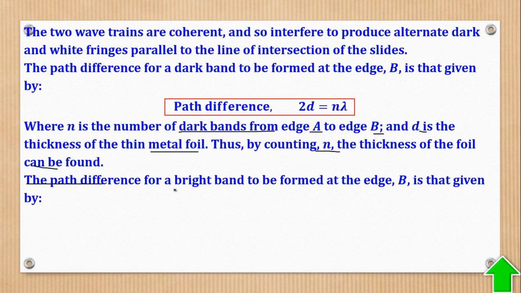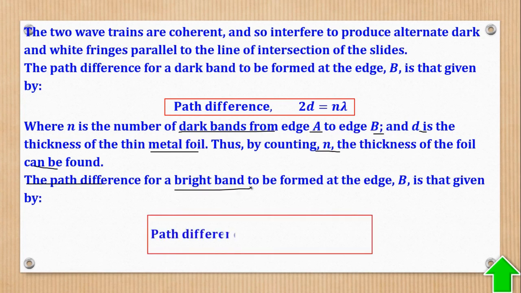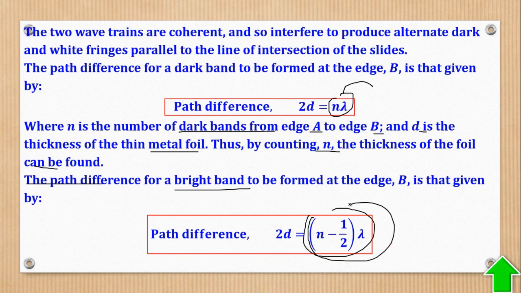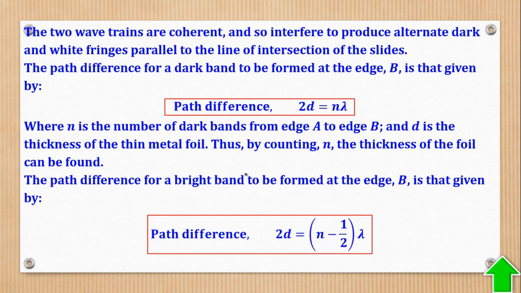Then the path difference for a bright fringe to be formed is given by this. So it is now the opposite. In Young's double-slit experiment, this was the condition for a bright fringe to be formed, and this was the condition for a dark fringe to be formed. But now in an air wedge, it is now the reverse. This is the condition for a dark fringe, and this is the condition for a bright fringe. So you should know those two differences. But more of this explanation why they interchange can be got from the book.